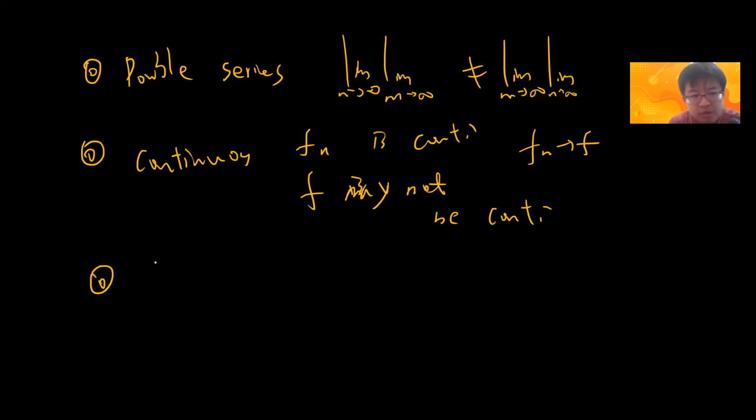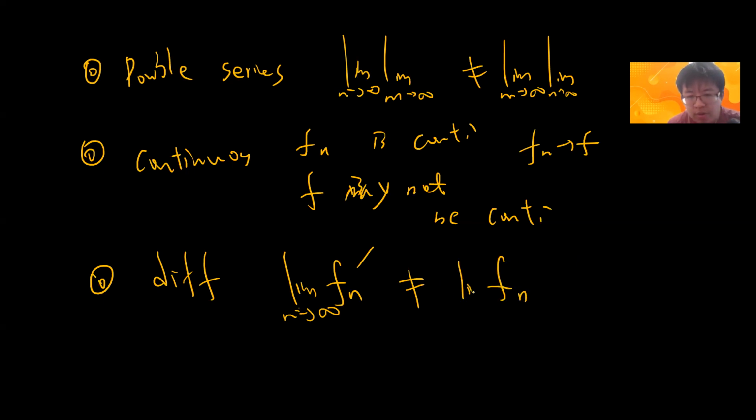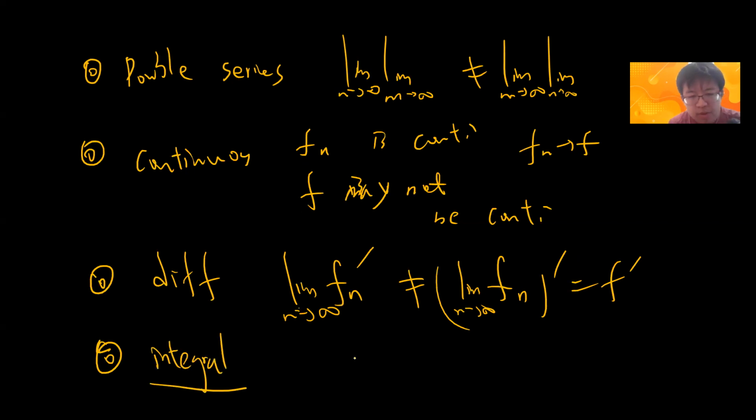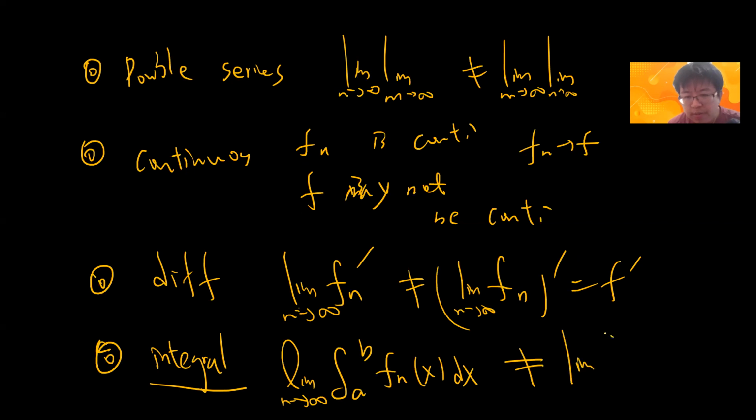And the third problem is the derivative, right? If you take the prime and do the limit, it may not exist, or may not be the same as if you let n go to infinity and then take the prime, so f prime. And the fourth part is the integral, right? The integral part is also tricky. So this limit as n goes to infinity may not be the same as this one.